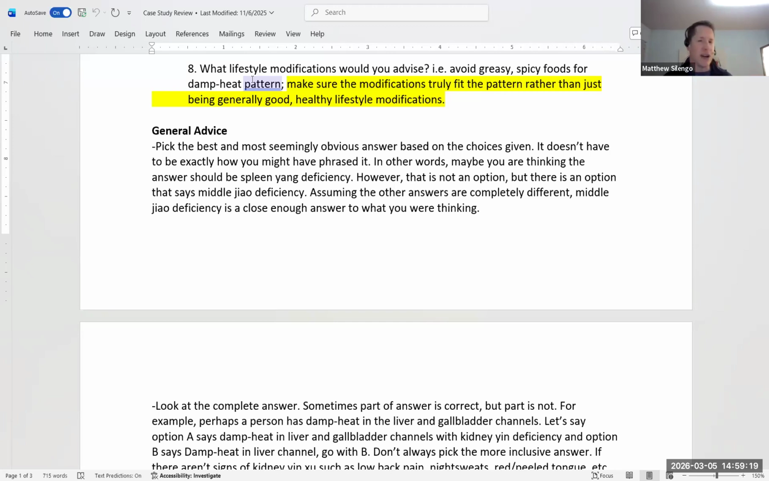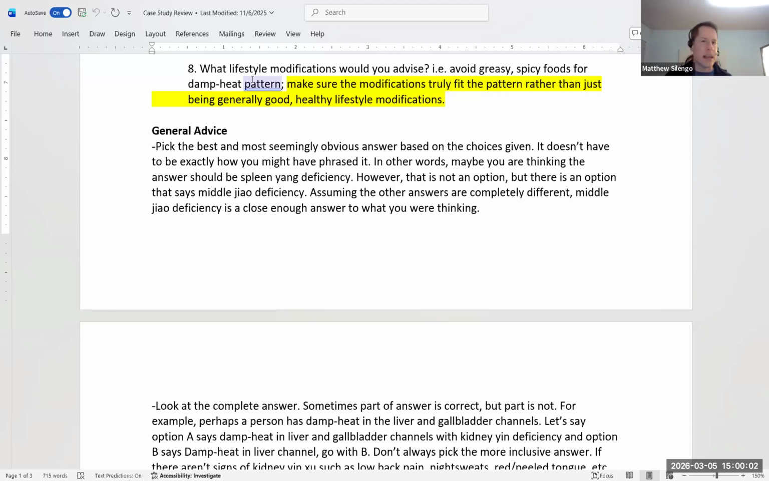Even if they don't ask you for the pattern, you always have to take into account what pattern this patient has and pick the lifestyle modification that matches that. So in other words, if somebody comes in and their chief complaint is diarrhea, and the diarrhea has pus and it's burning and it's bloody and they have abdominal pain and various things like that, and they have a slippery rapid pulse and a red tongue with a greasy yellow coating, and you're thinking, okay, this person sounds like they have some kind of damp heat accumulation. Well, then your lifestyle modification should be that they should avoid foods and things that might exacerbate that.